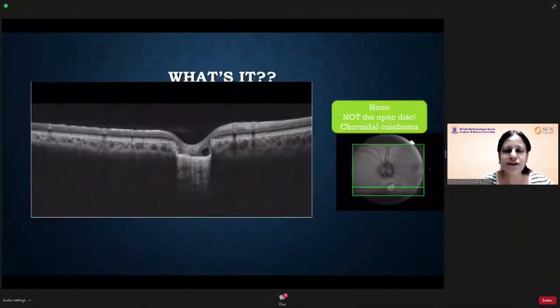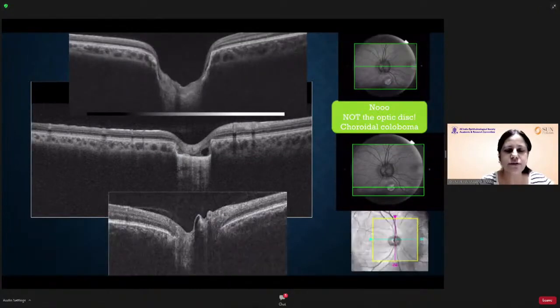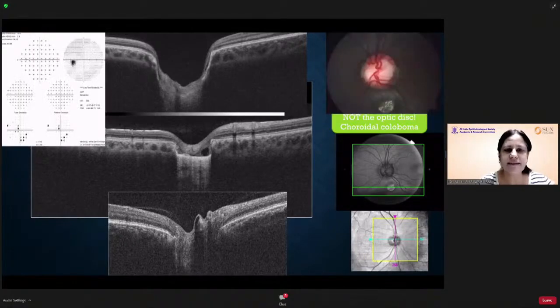What is this? This is not the optic disc. This is a section through the choroidal coloboma. Let's take it up through the disc, and we see a large excavation here. Why do I call it large? Let's look at a normal OCT image. In comparison, the upper image is showing a deep excavation, which is not glaucoma.